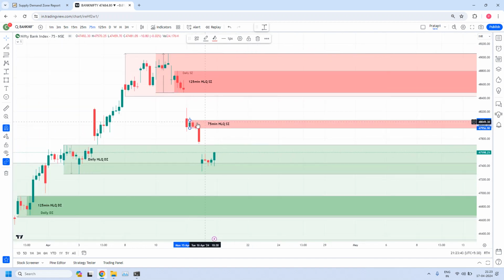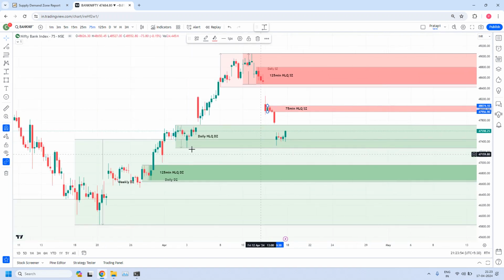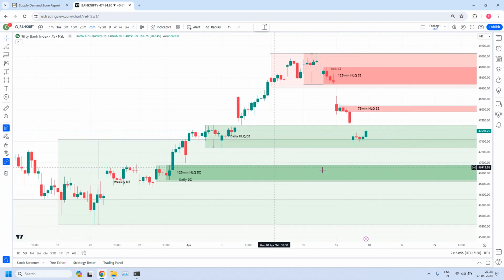If you are able to fine tune this zone till the 5 minutes time frame, if you can identify a fresh 5 minutes time frame, you will get a trade opportunity here, an intraday trade opportunity. That is how we trade with high liquidity zones. So please fine tune this 75 minutes high liquidity supply zone till 5 minutes.